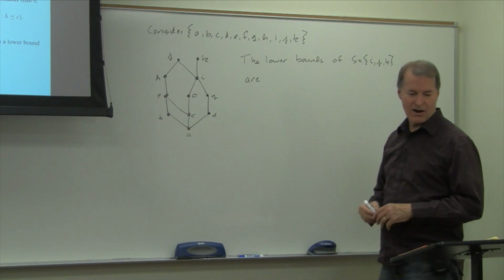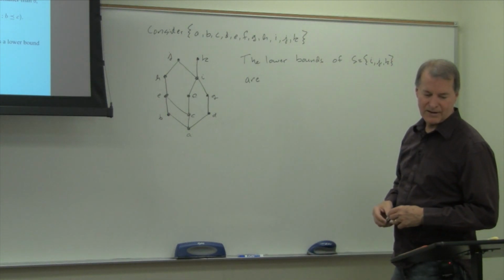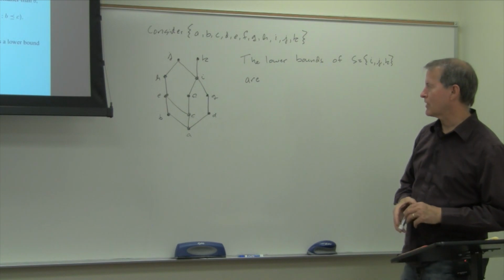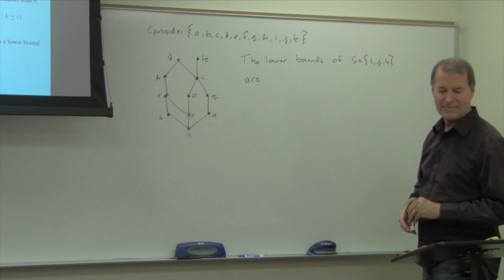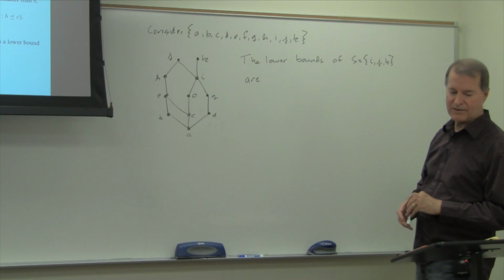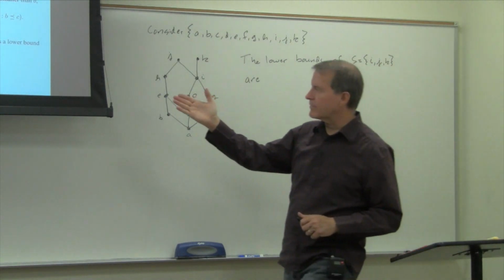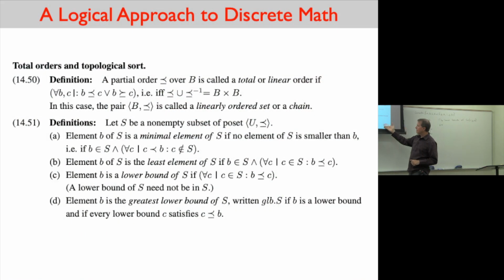So they are F, G, C, D, A. Close but no cigar. You left one out. H, F, G. Not H. H doesn't go down. H is not a lower bound. What does it mean to be a lower bound? For every single element, it is lower than it. For all of these, it's lower.